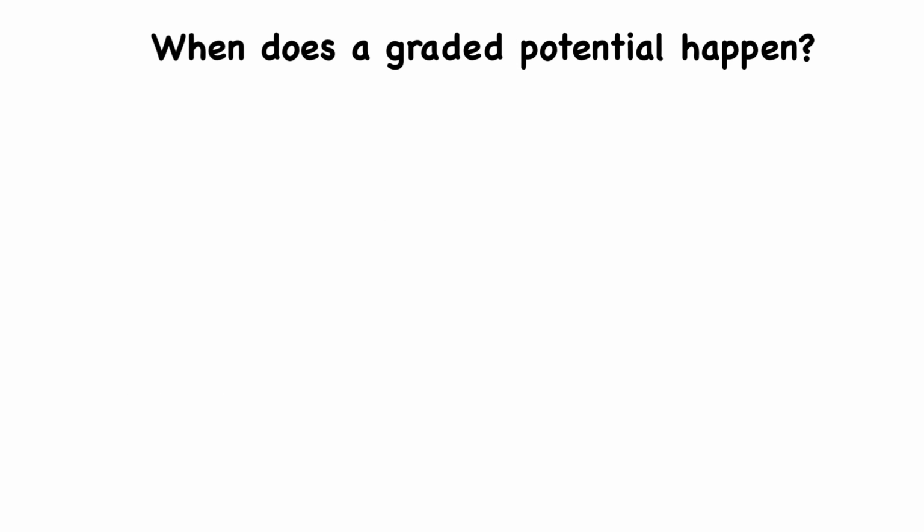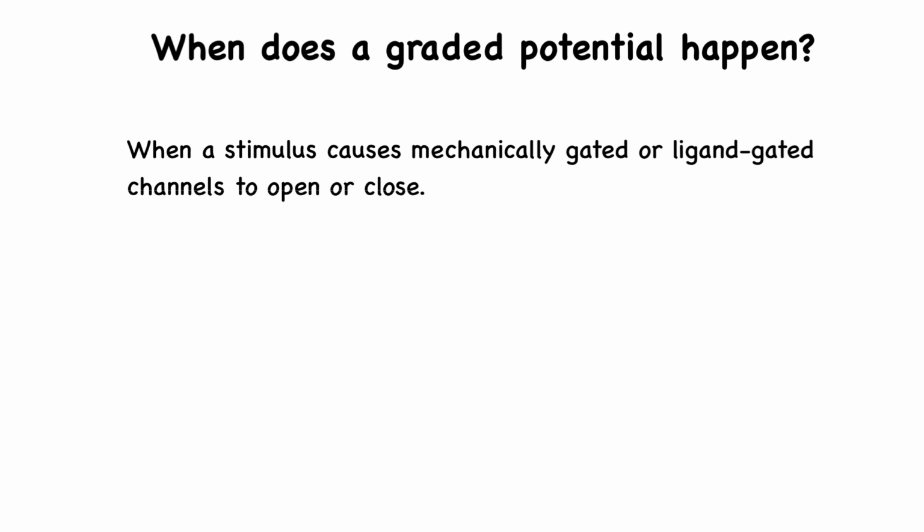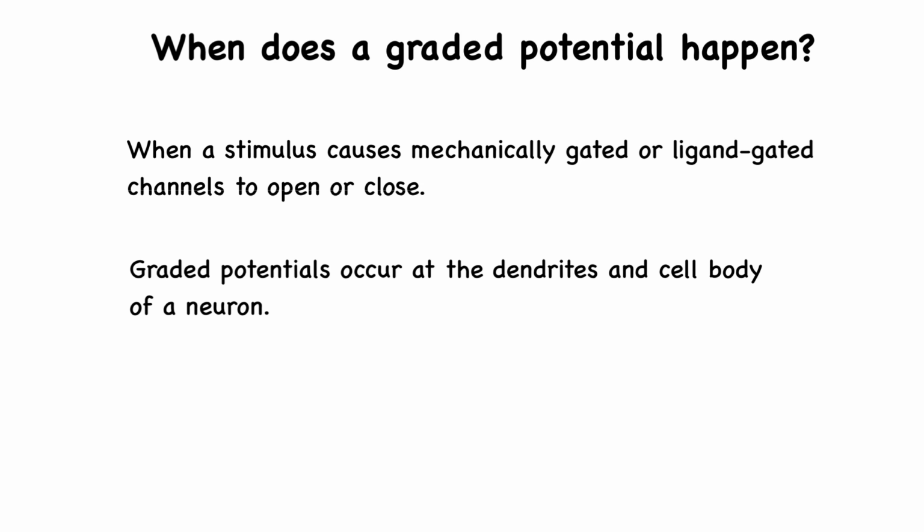A graded potential occurs when a stimulus causes mechanically gated or ligand-gated channels to open or close. Since these channels are found on the dendrites and cell bodies of a neuron, the dendrites and cell bodies are where graded potentials can occur. The strength of a graded potential depends on how long those ion channels stay open or closed, which determines how many ions cross the membrane.